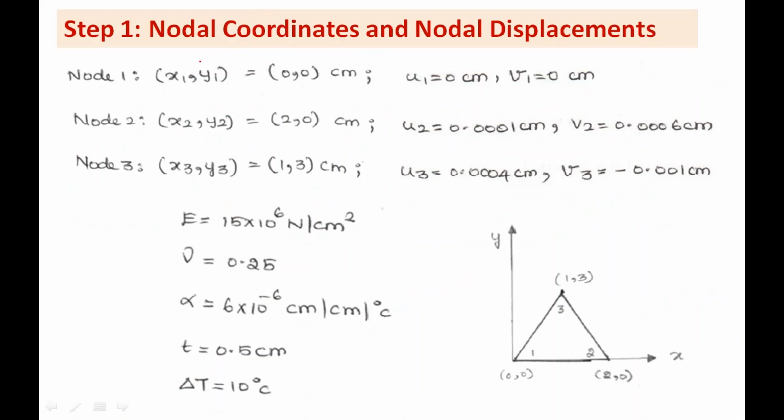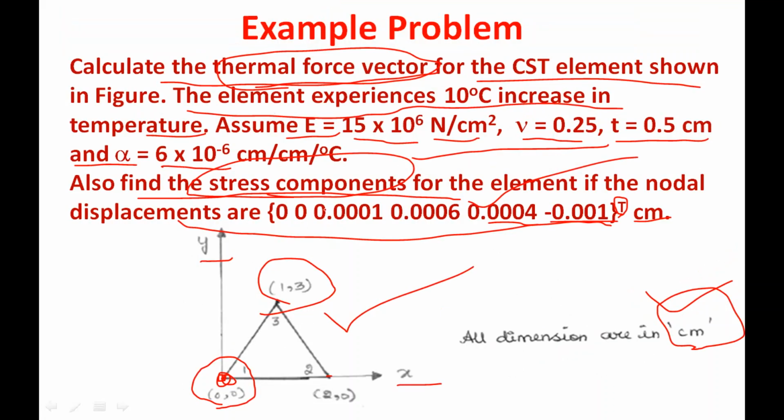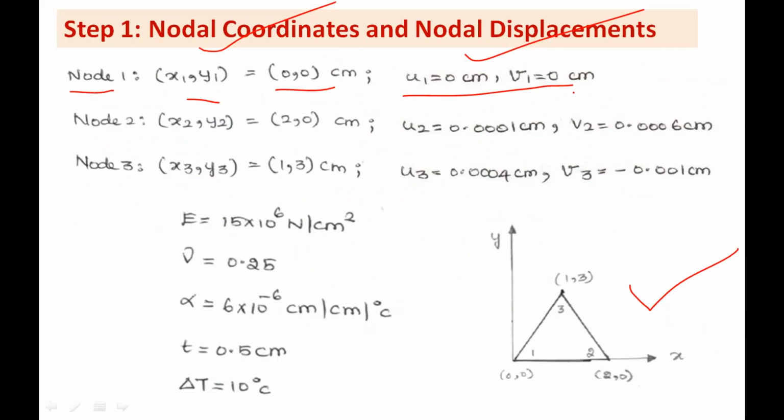Let us see how to solve this problem. As usual, we have to start with the first step. Given data, that is nodal coordinates and nodal displacement. So this is the given element, CST element. Node 1, x1 y1 is 0, 0, and the displacement is u1 = 0, v1 = 0. Here in the displacement vector, this is u1 v1, this is u2 v2, this is u3 v3. So we have to write like that. So u1 = 0, v1 = 0, that means this may be a supported end.